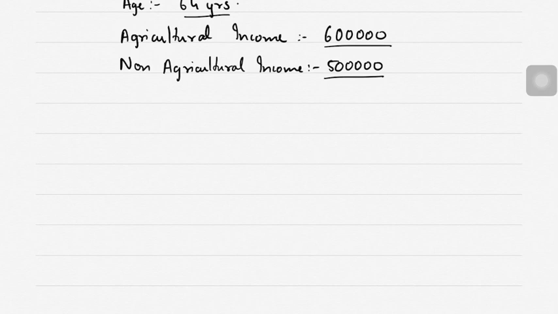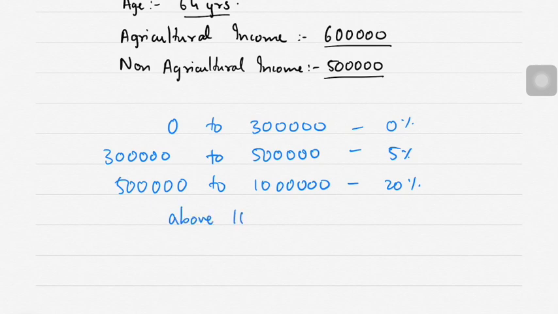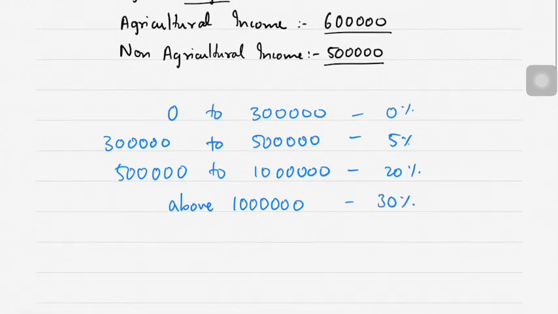Okay, now let's solve. Age is 64 years, so the slab would be from 0 to 3 lakhs, 0%, 3 lakhs to 5 lakhs, 5%, 5 lakh to 10 lakh, 20%, above 10 lakh, 30%. So this is the slab, right?